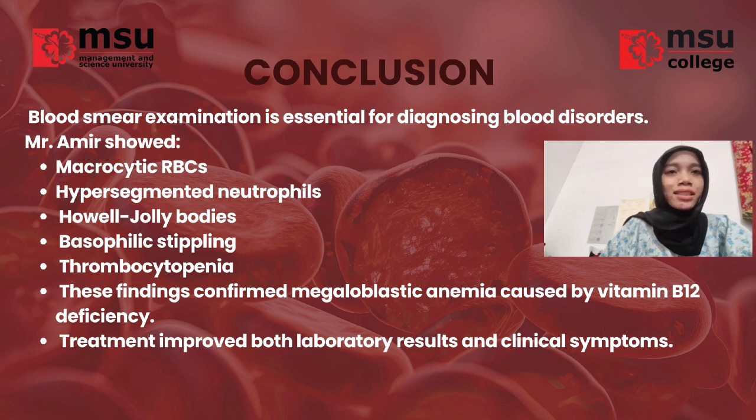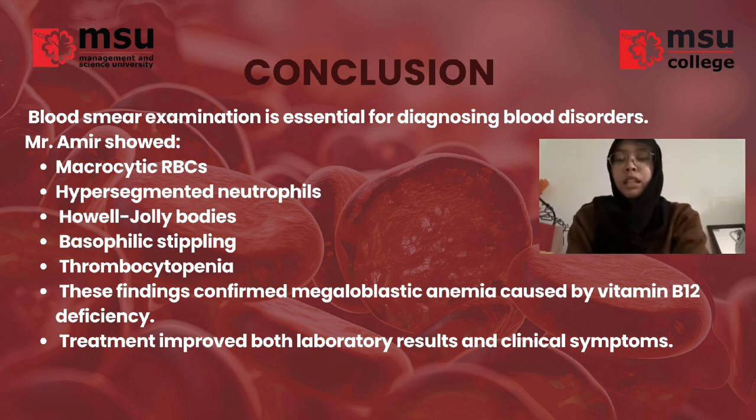In conclusion, examining the peripheral blood smear remains a crucial cornerstone for diagnosing hematological disorders. For Mr. Amir, the blood smear revealed macrocytic red blood cells, hypersegmented neutrophils, Howell-Jolly bodies, and basophilic stippling, alongside a low platelet count. Together, these findings confirm a definitive diagnosis of megaloblastic anemia caused by vitamin B12 deficiency. Following targeted treatment, both his laboratory parameters and his clinical symptoms improved significantly.